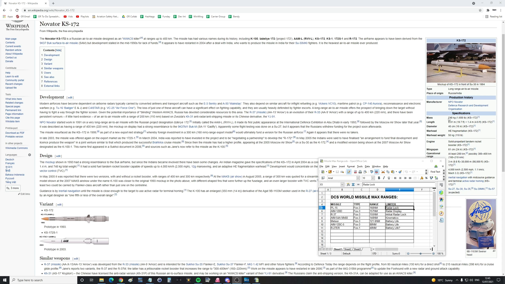Mass, 0.75 tons. That's as much as a small car. Length 6 meters, 20 feet. Warhead HE frag 50 kilo. It's quite a big warhead actually. Solid propellant tandem rocket booster. Sounds like you've got two rocket engines in there.